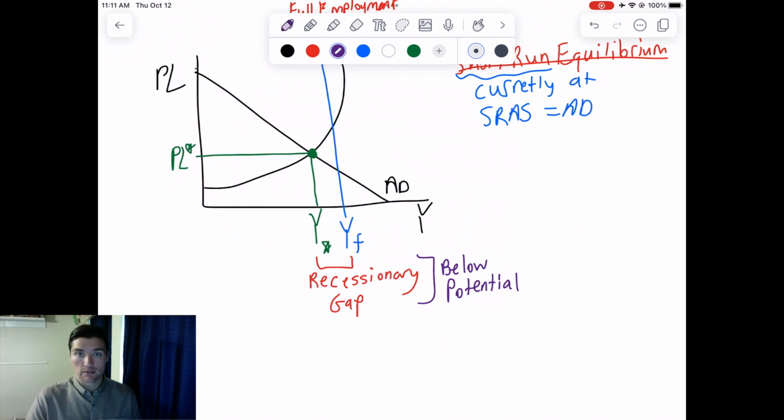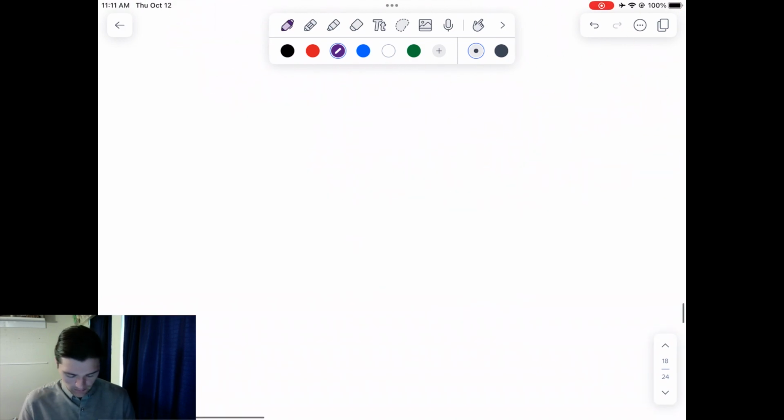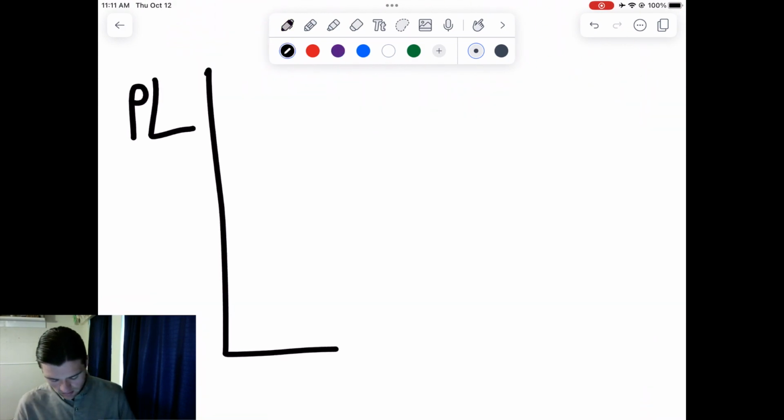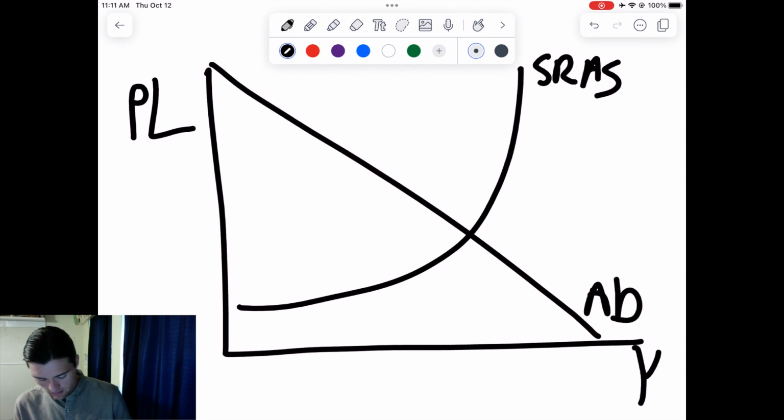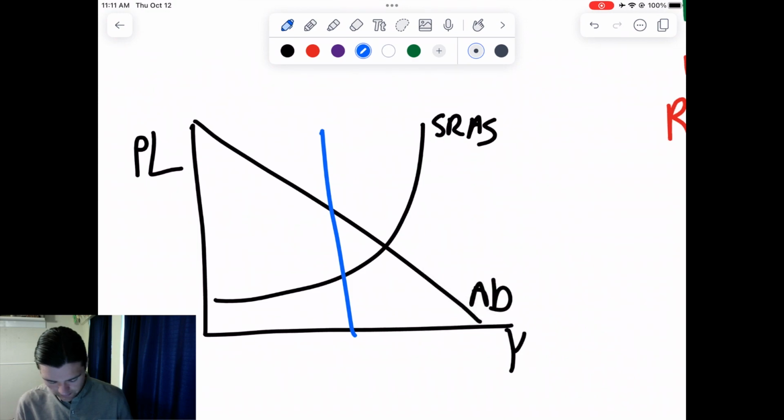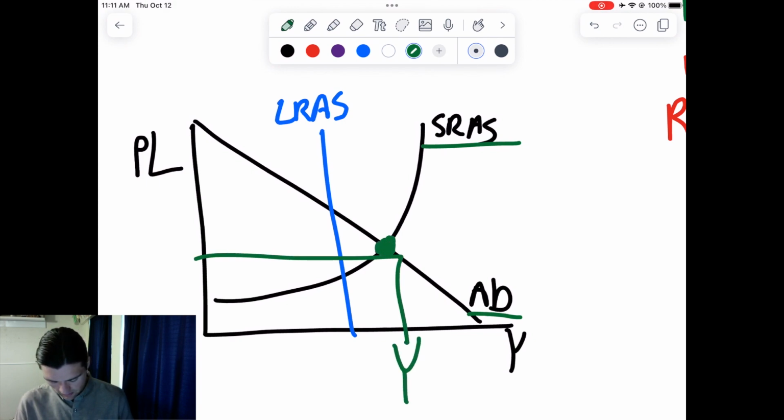We could have a situation where you are above your potential. And that would look something like this. We would have price level, we would have output, we would have short run aggregate supply, we would have aggregate demand, and then we would have our long run over here. We would find our short run equilibrium, which is where our short run is equal to our aggregate demand, which happens right here. So this is our Y star, PL star.